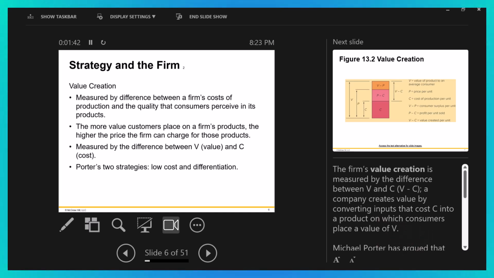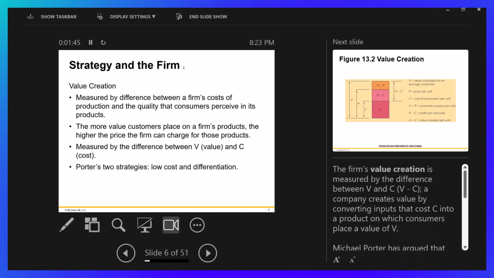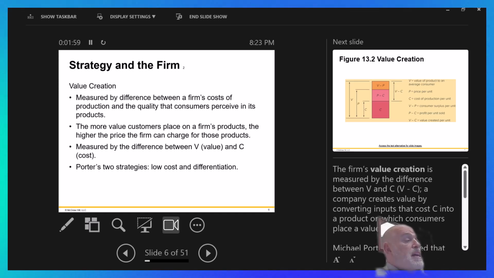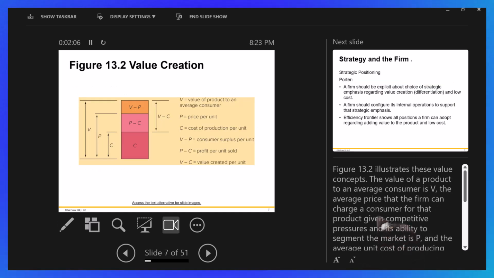Value creation is measured by difference between the firm's costs of production and the quality that consumers perceive in its products. The more value customers place on a firm's products, the higher the price the firm can charge for those products. And it's measured by the difference between V, value, and C, cost. Porter has two strategies, low cost and differentiation.